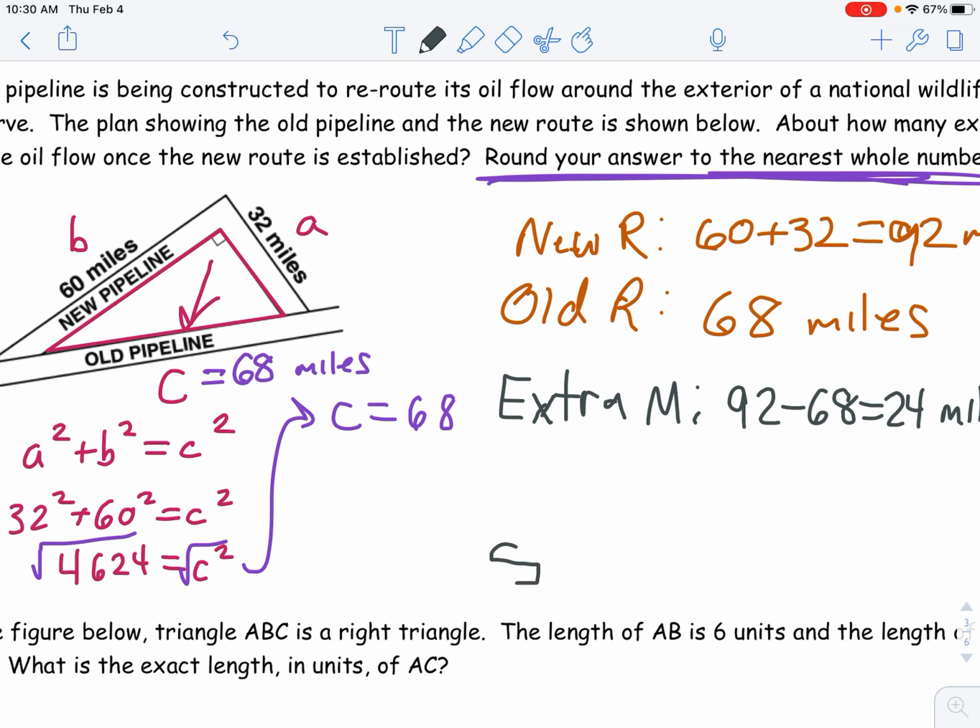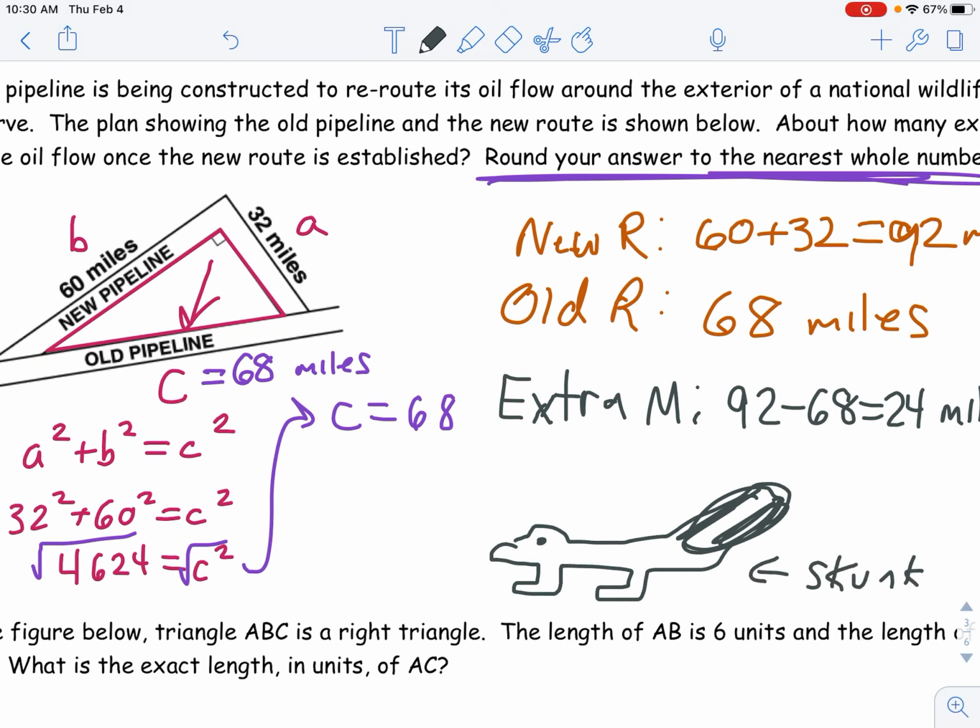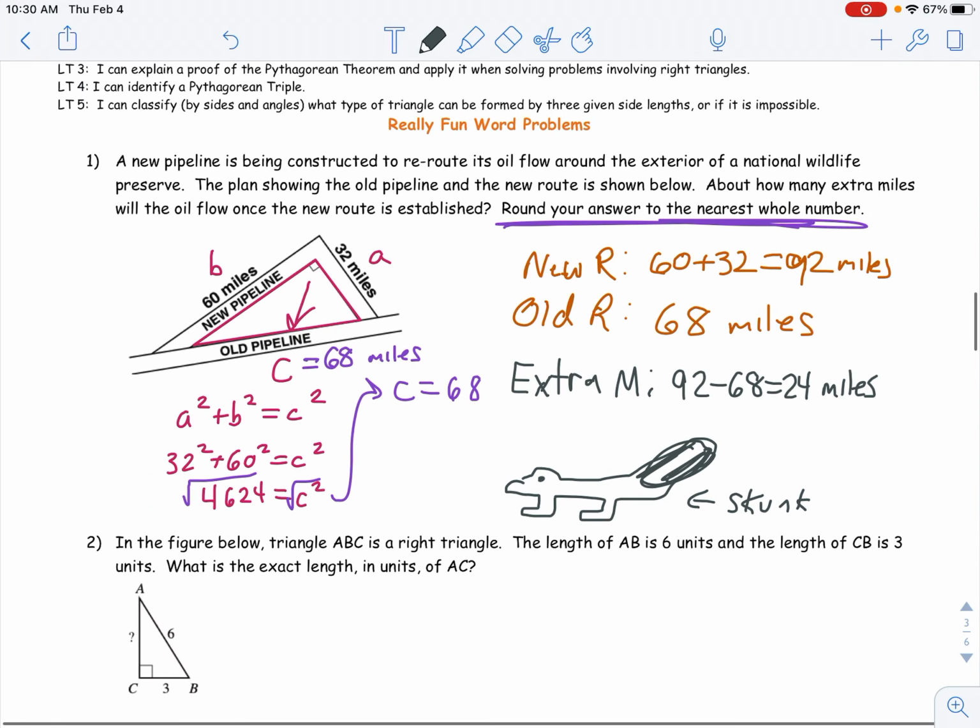You guys know what an underrated animal is? I'm drawing an underrated animal right now. It's a skunk. That's a skunk. Skunks are actually pretty cool animals, but they just smell bad. I like skunks. Google a picture of skunks and you'll think they look cool too.